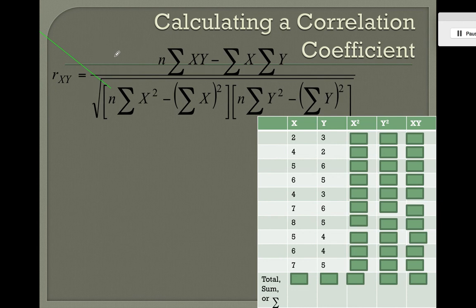Now, our correlation coefficient, just like all our other statistics, is made up of effect variance in the numerator, and in the denominator we have error variance. How do we know that the numerator is effect variance? Because we're looking at the relationship between x and y, and that's really what's of interest to us: examining the relationship between those two factors.